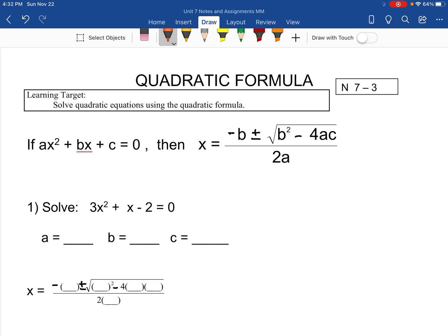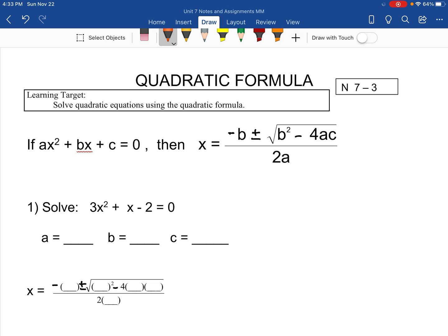So this is a formula that works just like other formulas. In geometry, you learned formulas for finding area, volume, perimeter. And basically, every formula works the same. You have different parts that you take and you plug into the formula and you get an answer. The quadratic formula works much the same, okay?